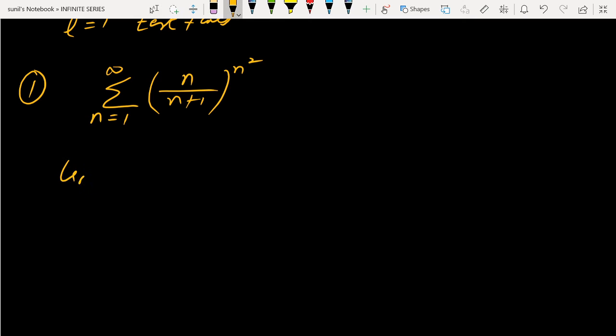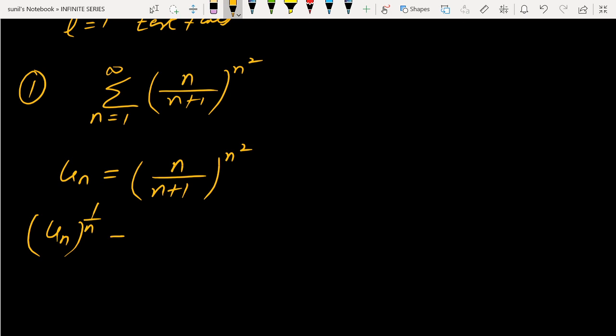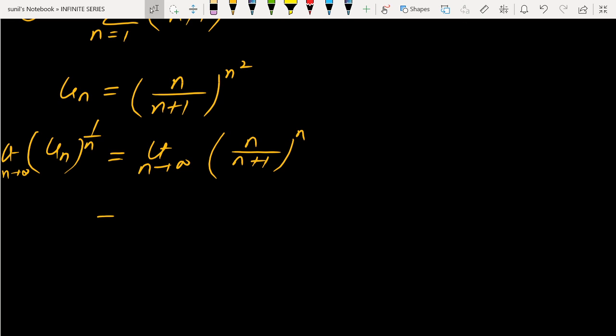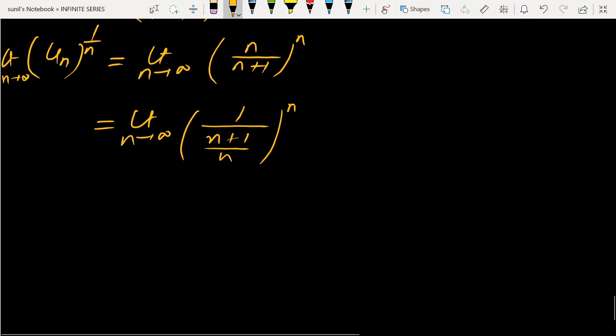Now our nth term is n upon n plus 1 raised to power n square. Now take the nth root of it. I have taken the nth root of it, and we have to take the limit as well. Limit n tends to infinity, it is turning out to be n upon n plus 1 raised to power n. Can I write this, guys? Limit n tends to infinity, 1 upon 1 plus 1 upon n whole to the power n. Yes, of course I can write it.